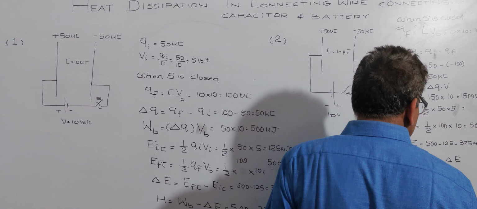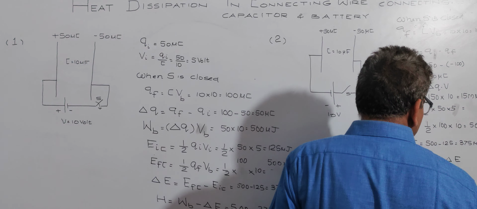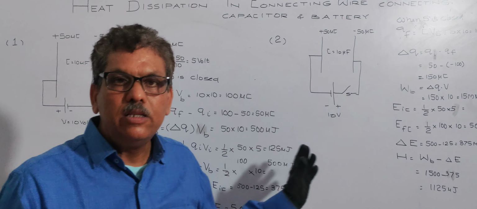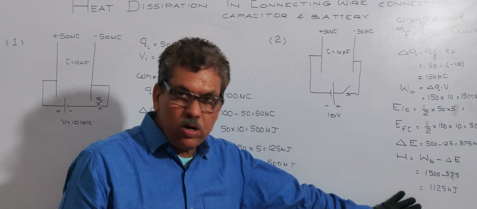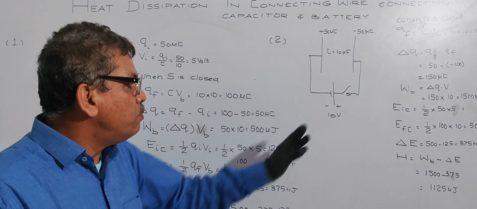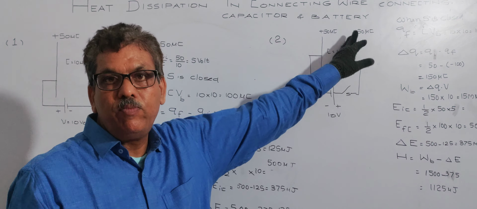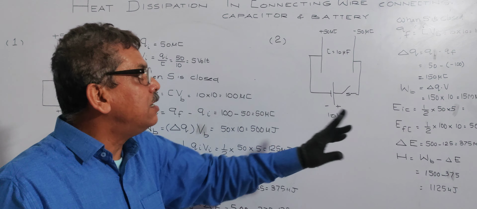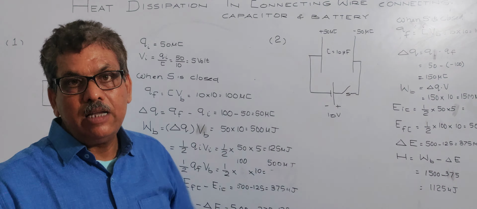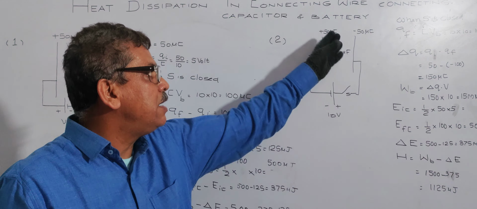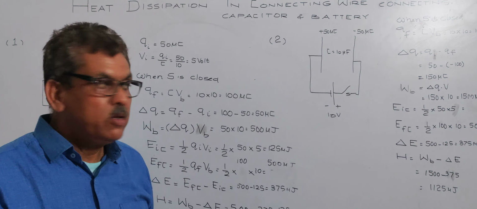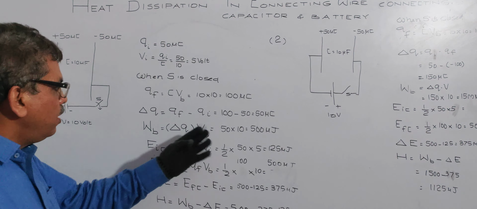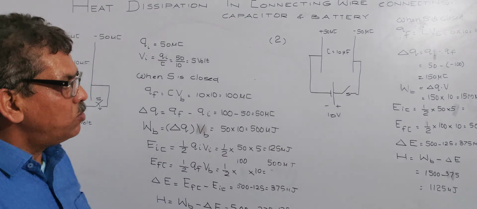375, I can say it is 1125 microjoule of heat that is developed in heating the wire. Now here more heat energy is developed. Why? Because the minus 50 microcoulomb is first neutralized by the battery, and then an additional 100 microcoulomb of charge is supplied. So the total charge supplied is 150 microcoulomb.